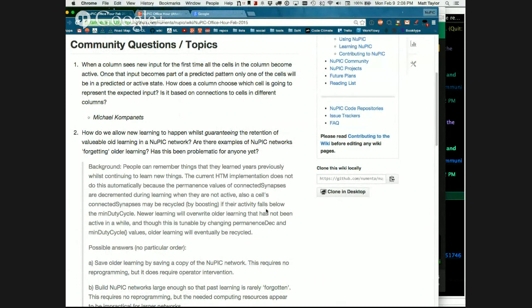So let's start with this first question from Michael. When a column sees new input for the first time, all the cells in the column become active. Once that input becomes part of a predicted pattern, only one of the cells will be in a predicted or active state. How does a column choose which cell is going to represent the expected input? Is it based on connections to cells in different columns?